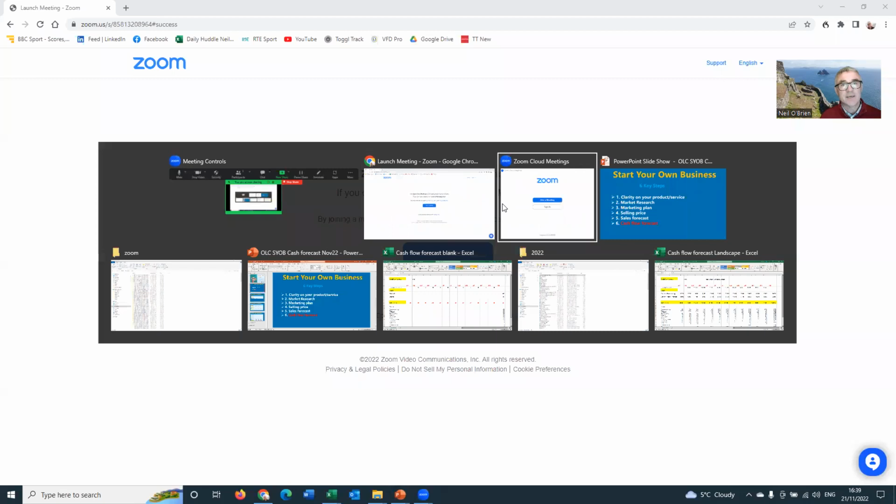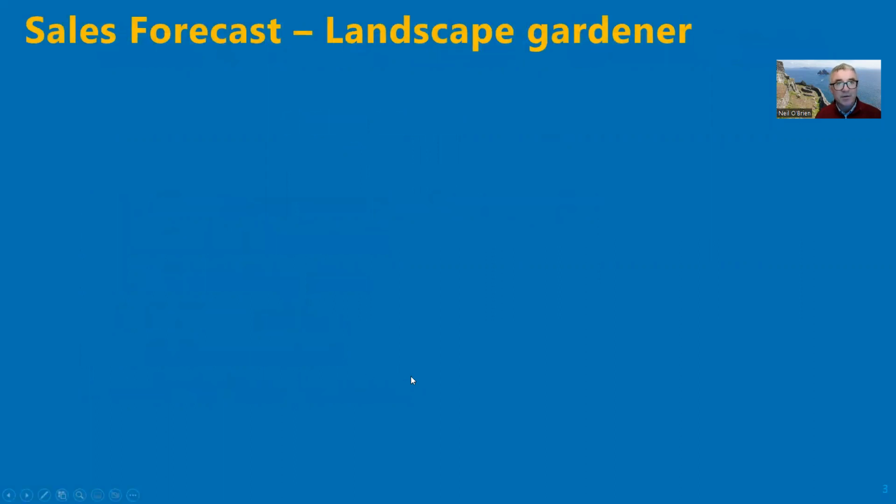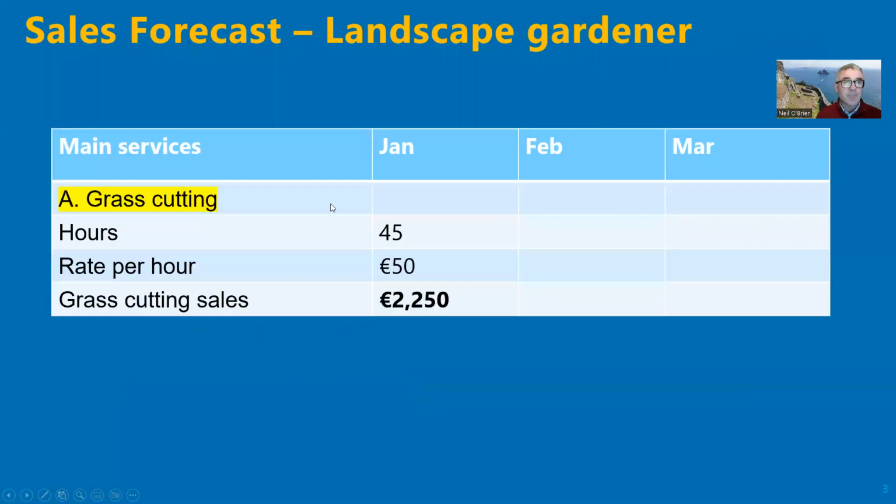We're on to the cash flow forecast section, which is a fabulous report and tool. Along with doing your business plan, the other main thing covered in the Start Your Own Business course is the cash flow forecast. Here are the steps we went through previously: getting clarity on your product, doing the market research, marketing plan, working out your selling price, and doing the sales forecast, which we did in previous videos. The sales forecast feeds straight into the cash flow forecast. I have an example here of a landscape gardener, John.